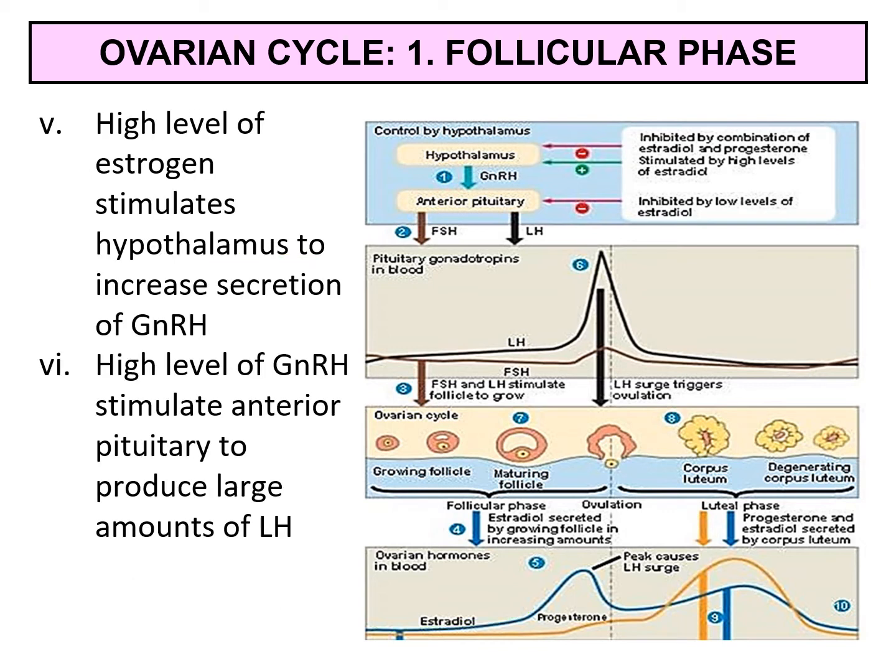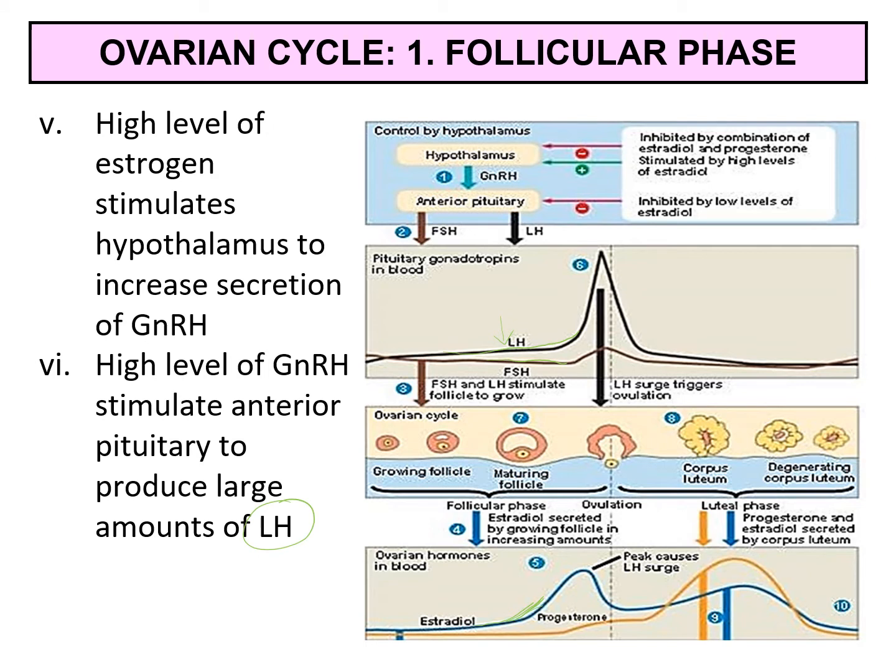Then as estrogen starts to increase more, the high level of estrogen will stimulate the hypothalamus to increase secretion of GnRH. GnRH will further stimulate the anterior pituitary to produce a large amount of LH. That's why you can see that the increase of estrogen will increase the LH. LH will be more than the FSH. FSH will be decreased.